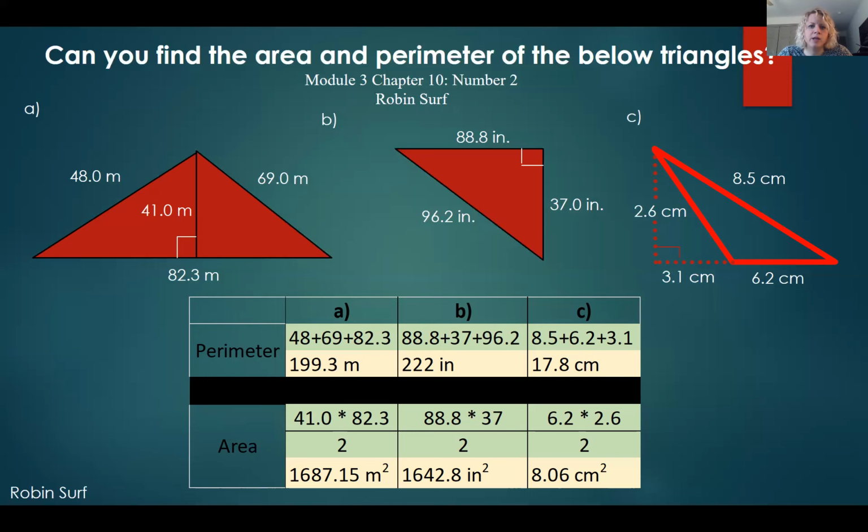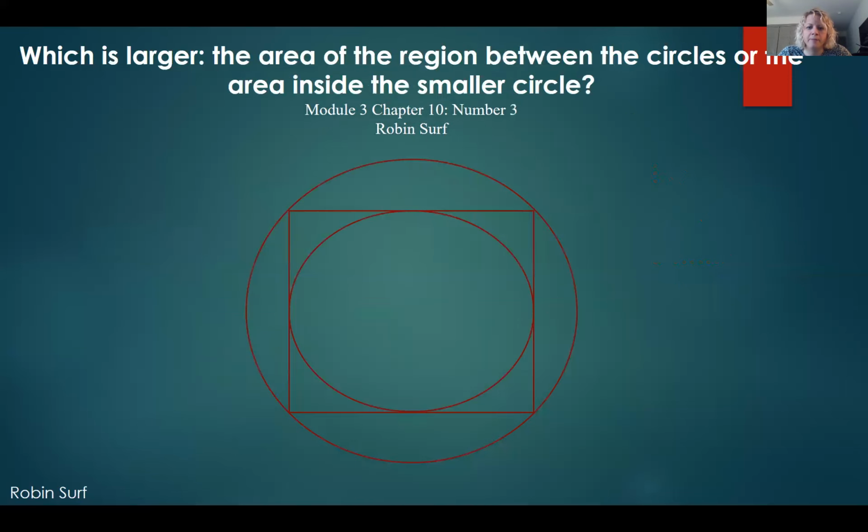Let's go ahead and look at question number 3. Which is larger, the area of the region between the circles or the area inside the smaller circle? Well, what we know is that each of the sides of the square are 10 units. We also know that the radius of the circle will be 5, or 1/2 the distance of one of the sides of the square. The area of a circle is A equals pi r squared.